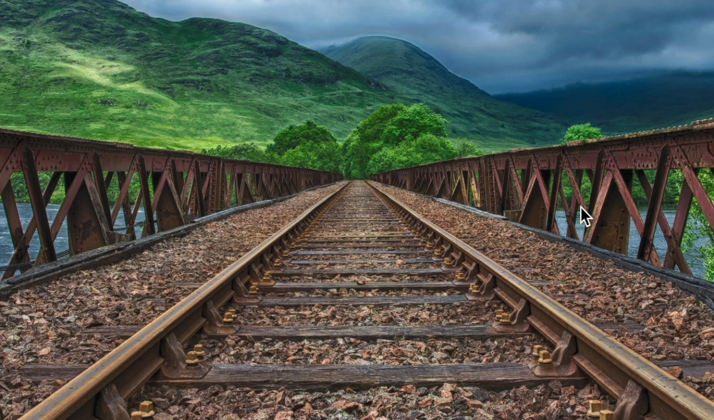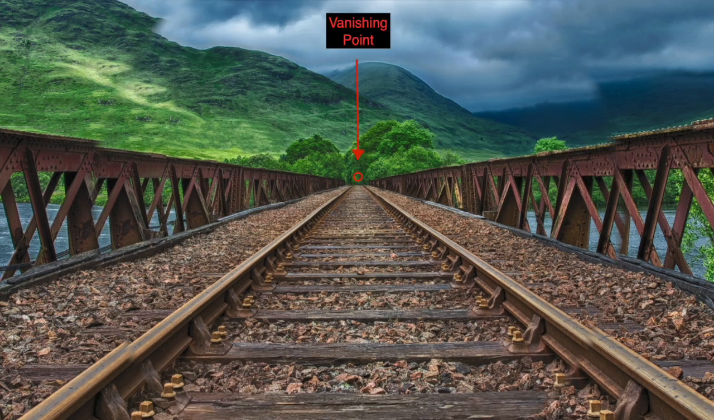All parallel lines in a painting meet at the vanishing point of the painting. Objects in the painting become smaller and smaller as they approach the vanishing point.